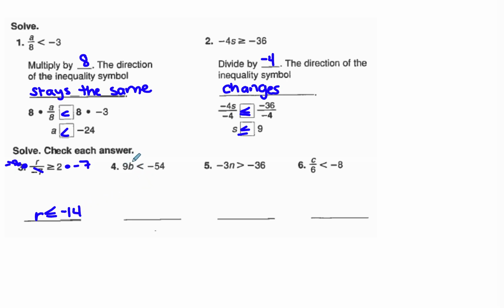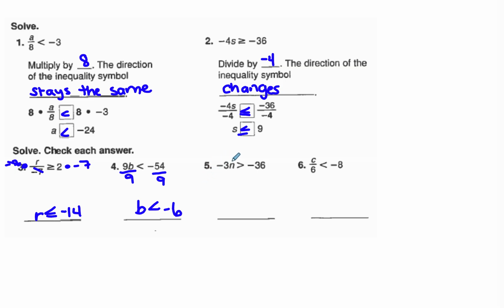For number 4, we have 9 times b is less than negative 54. We're multiplying by a positive 9, which means to solve it, we're going to divide by a positive 9. Inequality sign is staying the same because we divided by a positive number. Negative 54 divided by 9 is negative 6.